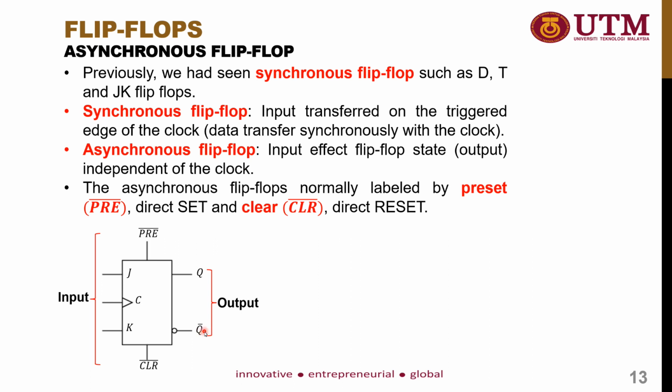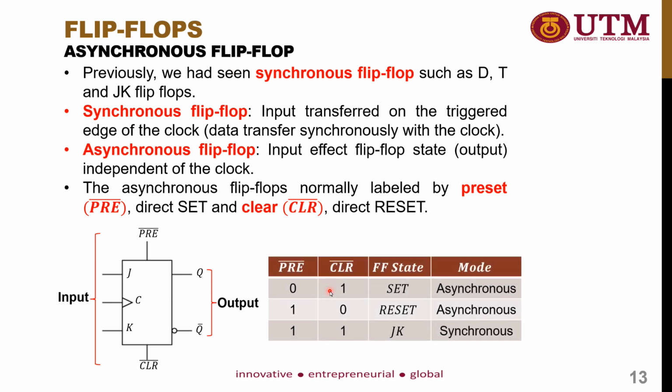In order for you to know the mode of the asynchronous flip-flop, you can see this table. This table shows that the asynchronous flip-flop can be triggered in two different modes, either asynchronous or synchronous, based on the input given to the flip-flop. So it can go back and forth between asynchronous and synchronous mode. From this table, we have two inputs that need to be observed before we proceed to operate the flip-flop, which are PRE bar and also CLR bar.